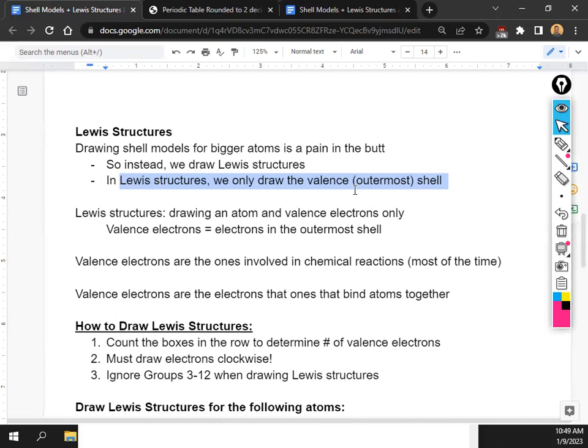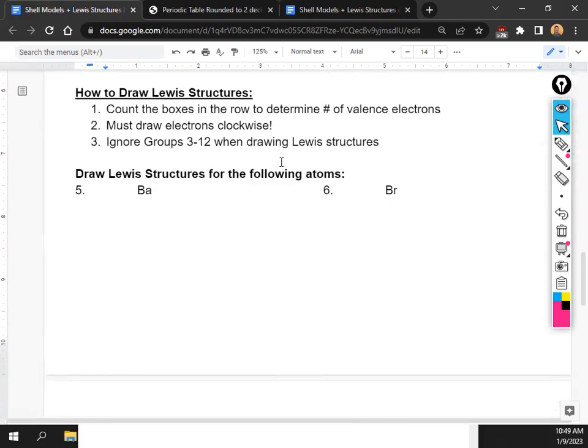Okay, so Lewis structures is where we only draw the outside electrons. And this is helpful for us because, number one, valence electrons are the ones that do stuff. So when we see things light on fire or turn into different chemicals, it's the valence electrons that are doing stuff. All the other stuff, most of the time, is not doing anything. So let's learn to draw them. And this is what's going to be mostly important going forward.